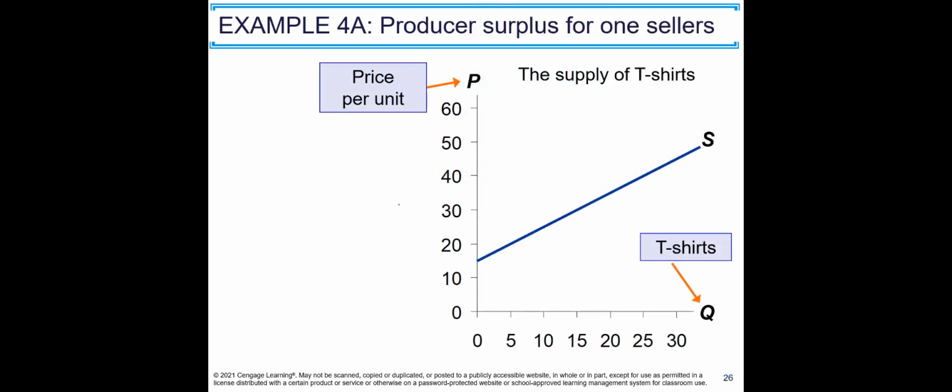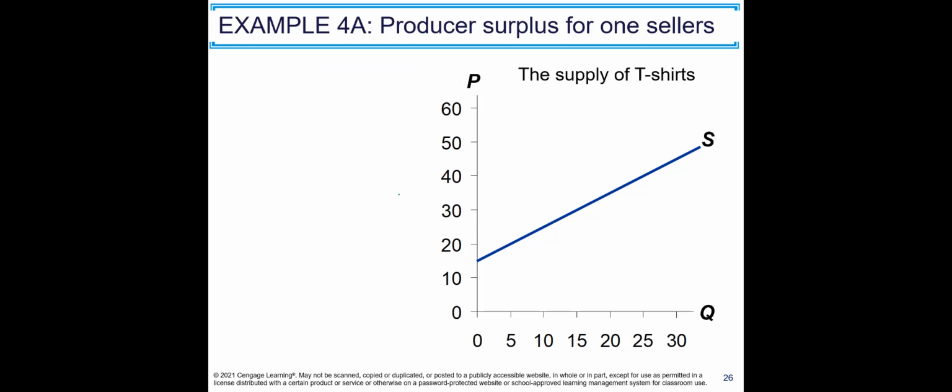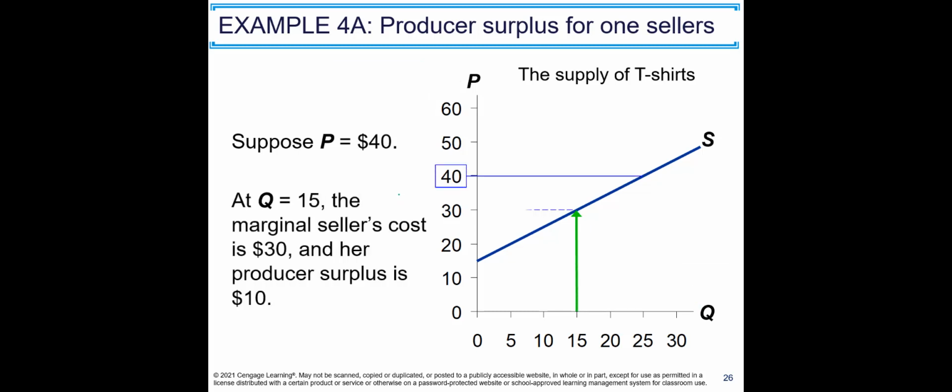Now let's see a more realistic supply curve, and this is the supply for t-shirts, and it's more smooth, not a staircase. Suppose the price is $40 and at quantity 15, the marginal seller's cost, the height of the supply curve, is 30, and her producer surplus only for this marginal seller is 10. $40 is the price minus the cost 30.